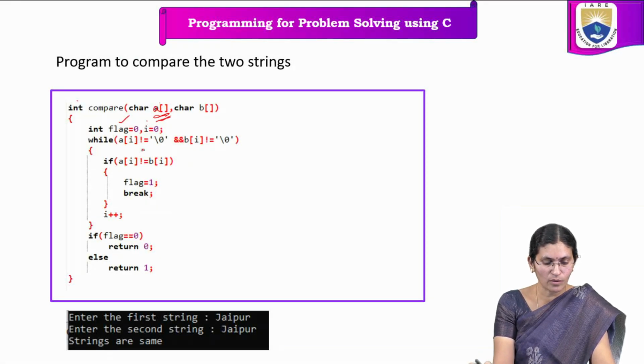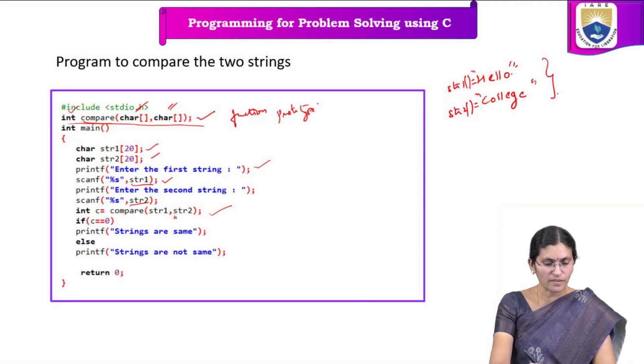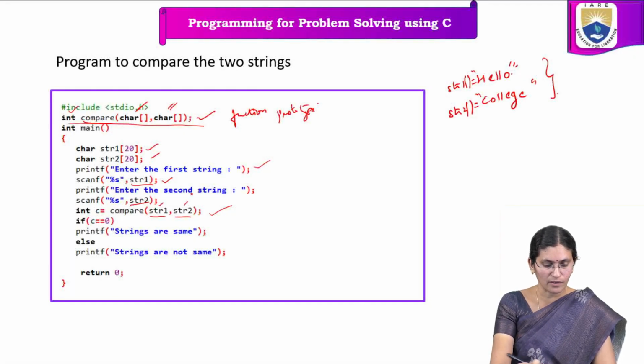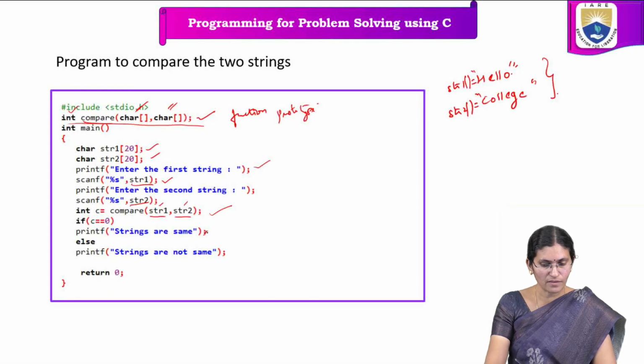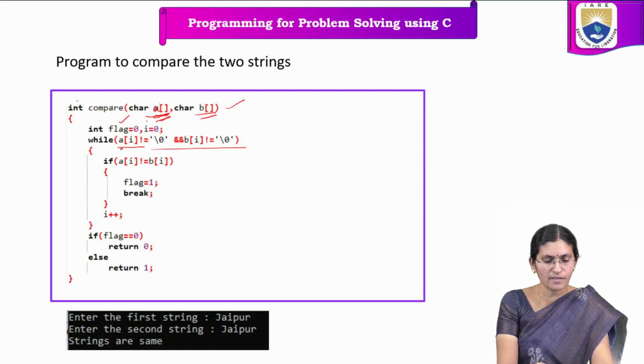While a of I is not equal to 0. What is a and what is b here? So when you are passing the string or the character array, just the name of the array is enough. But when you are defining the function, we need to actually specify it in the form of array. So here, a is str1, whatever the user has entered. Suppose str1 is hello, str2 is college, and then it will compare.